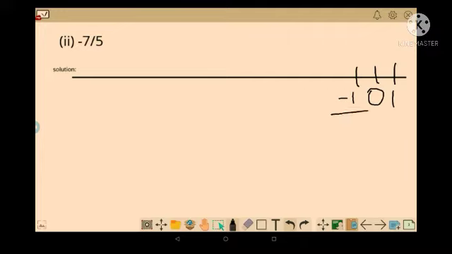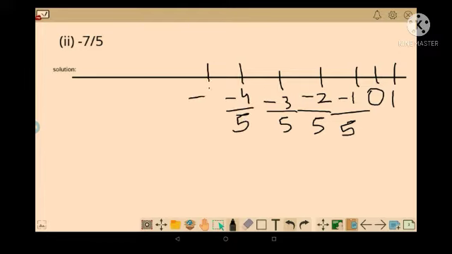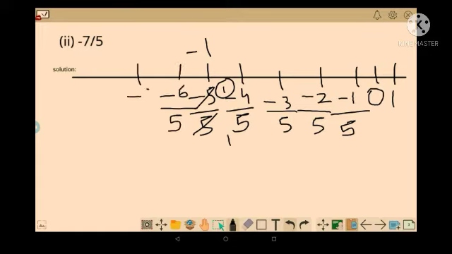Minus 1 by 5, minus 2 by 5, minus 3 by 5, minus 4 by 5, minus 5 by 5. Here we got minus 5 by 5, and we'll get minus 1 as the answer here, right? So minus 5 by 5, minus 6 by 5, minus 7 by 5, and so on till minus 2. Okay, fine. Now here what we got, minus 7 by 5, right?